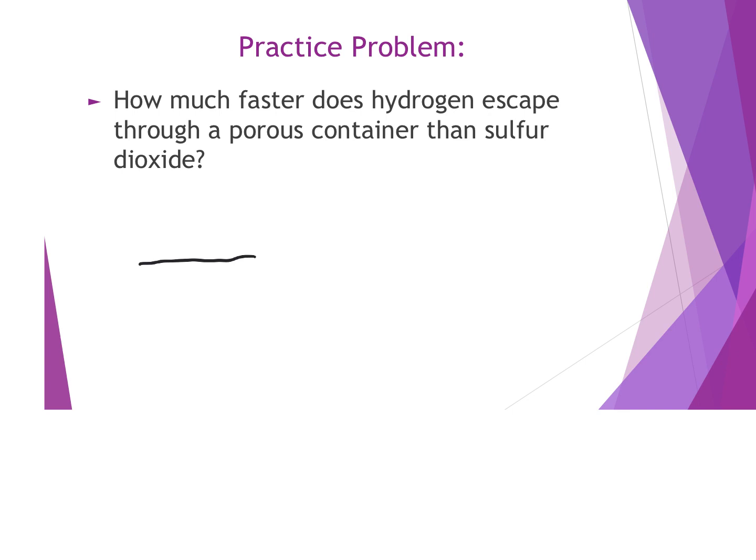So the way we're going to do that, we're looking for hydrogen. We're just going to call its rate x, right? We're going to figure out how much faster it is. To make life easy, we'll just make the sulfur dioxide's rate like 1. Okay, so how many times faster than 1 is it?